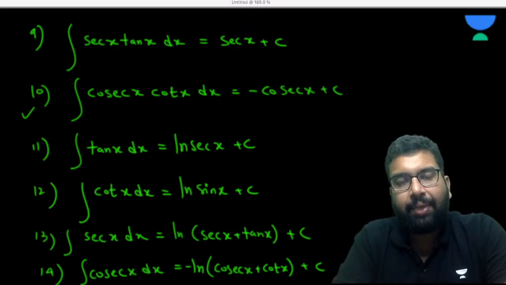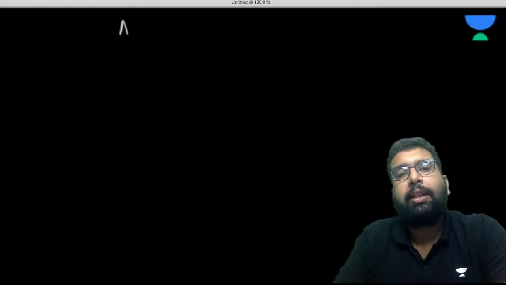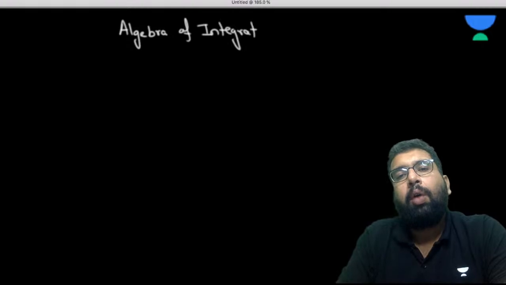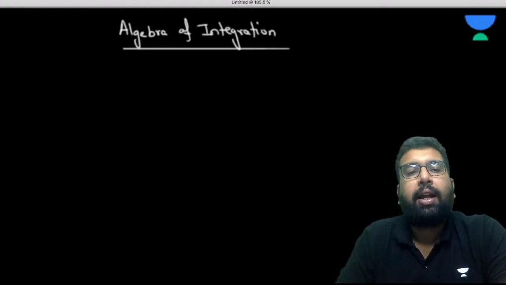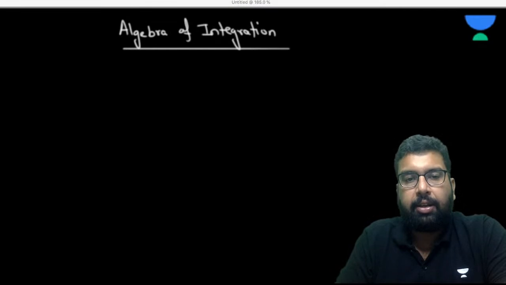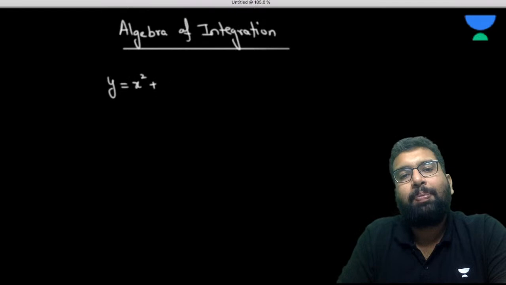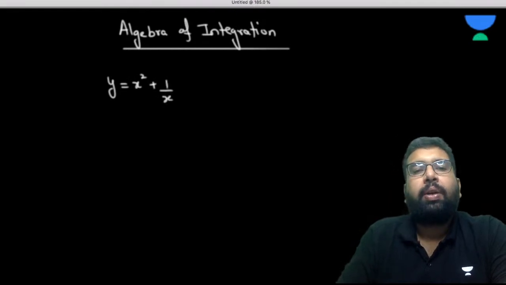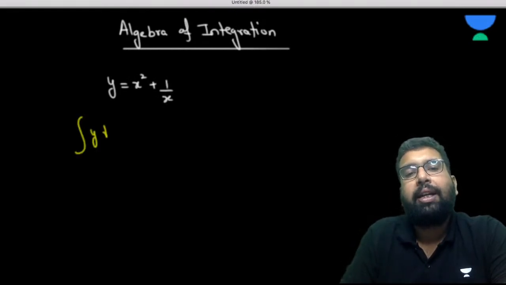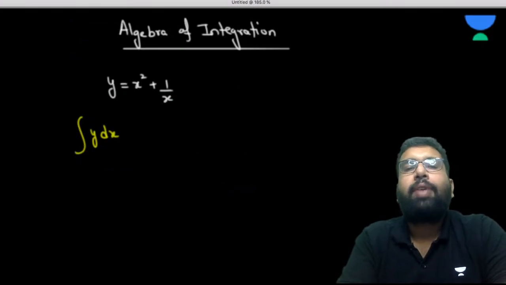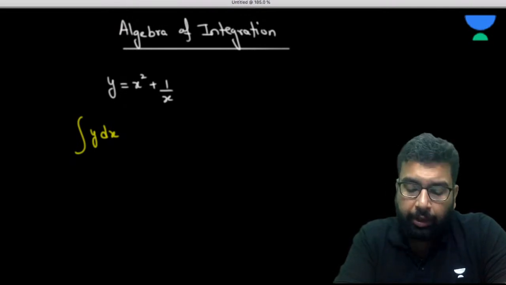Clear? Okay, now let's talk something about the algebra of integration. Like there was the algebra of differentiation, similarly, we have the algebra of integration. So see what is going to happen. Let's suppose y is equal to x square plus 1 upon x. Now we want to integrate this, so integration of y dx. This function is in terms of x, so I can only integrate it with respect to x.